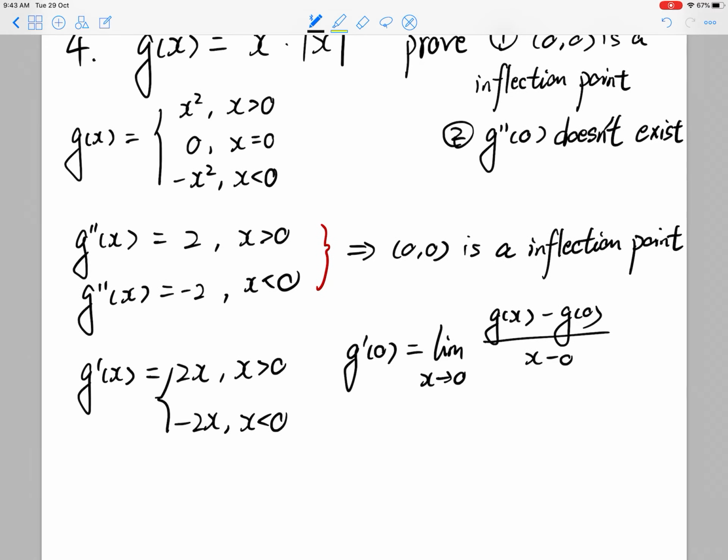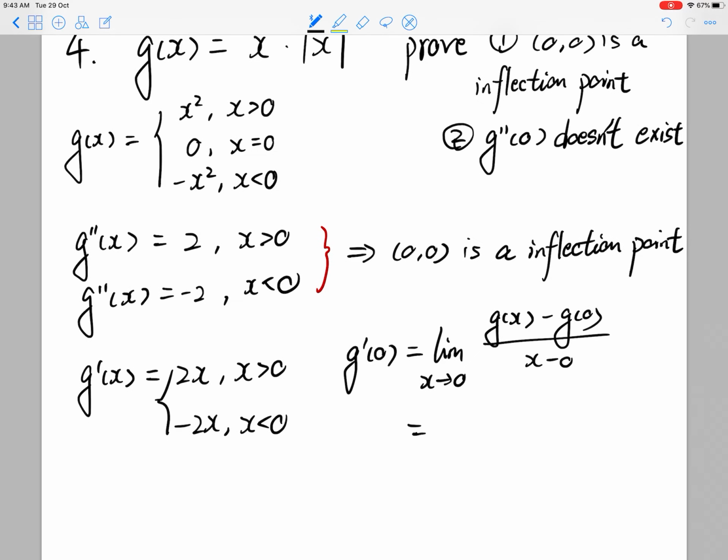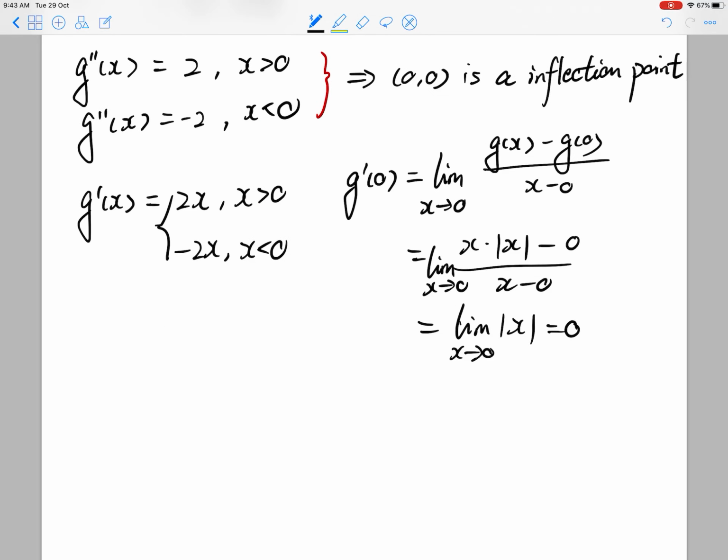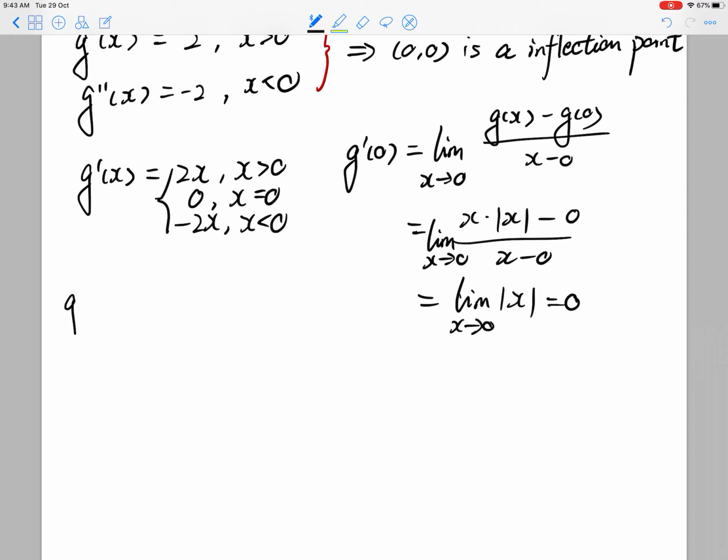So when x is approaching 0, g(x) is x times absolute value of x, minus g(0), which is 0, over x minus 0. So it's the limit of this, which is 0. Okay. So g prime is 0 when x equals 0. Then what about the second order derivative?